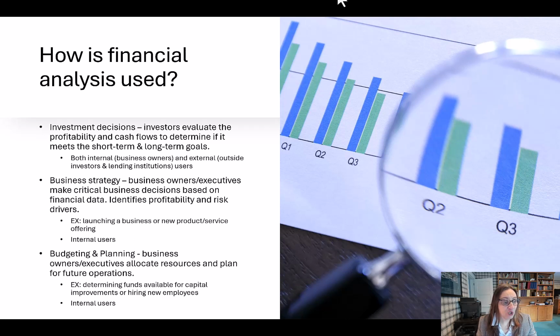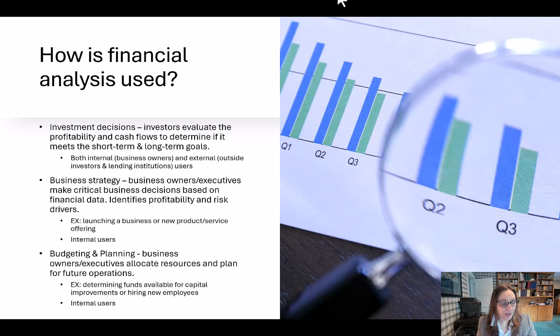There are going to be both internal and external users. Internal users are the business owners or executives, and the external users are outside investors and lending institutions. When we're talking about business strategy, this is where business owners and executives are making critical business decisions based on financial data. It identifies profitability and risk drivers. An example of a business strategy decision would be launching a new business or new products or service offerings. And this is done by internal users.